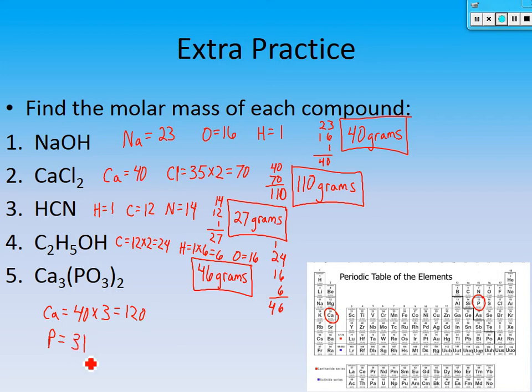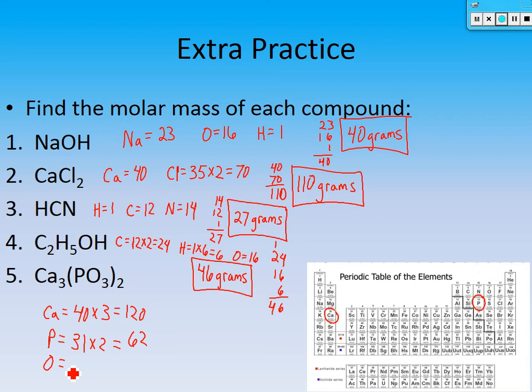31. But how many phosphorus atoms do we have right here, guys? This 2, remember, you've got to distribute that, and it times the existing subscript. So what's 2 times 1? Well, it's 2. So 31 times 2 is what? 62? Okay.